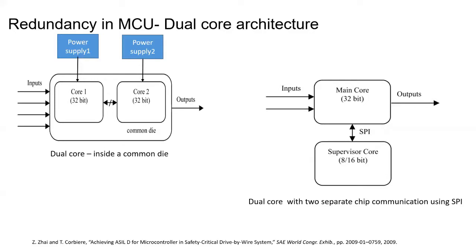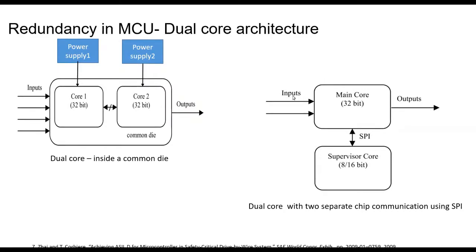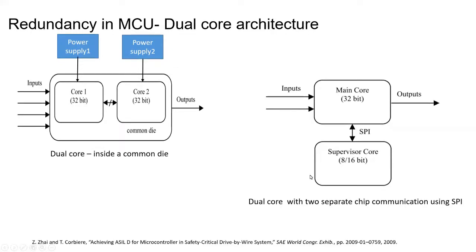Now, we finished sensors, we finished inverter, we finished motor. The other one is the MCU. The MCU is the ECU which we use to control the motor drive. That can have failures too, which is a very high failure rate. What we are doing now is dual core systems, where we have two cores driving the system. So dual core inside one common die, or two separate chips which communicate through SPI, for example. Basically the power supply is different, the regulators are different, and we have two different calculations happening. So if one core fails, we can quickly go to the second core.